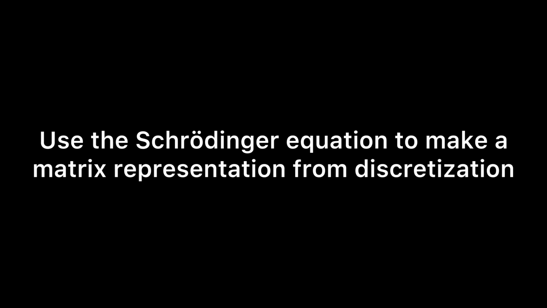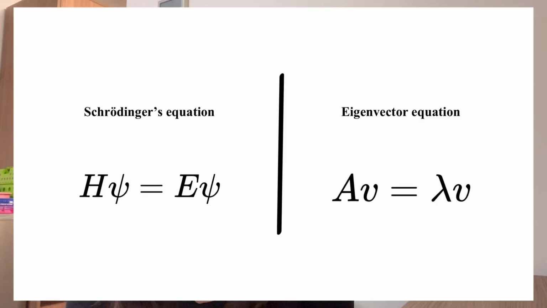6. Matrix representation from discretization. Use the Schrödinger equation to make a matrix representation from discretization. Here, the Schrödinger equation has a relation with the eigenvector equation, in which the wave function variable is equal to the eigenvectors, E is equal to the eigenvalues, and H is equal to the Hamiltonian matrix.